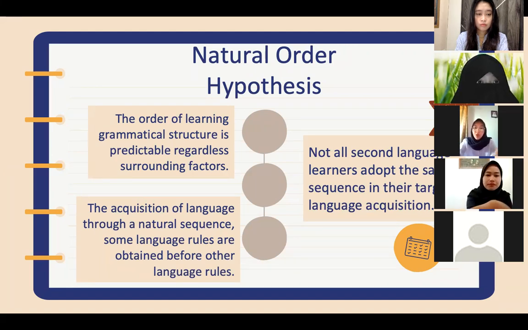This natural order hypothesis has been criticized, among other things, because not all second language learners adopt the same sequence in their target language acquisition (McLaughlin, 1987, in Zafar, 2009). In addition, Krashen's natural order hypothesis is only based on English morphemes (Cass and Selinker, 1994; McLaughlin, 1987, in Zafar, 2009).